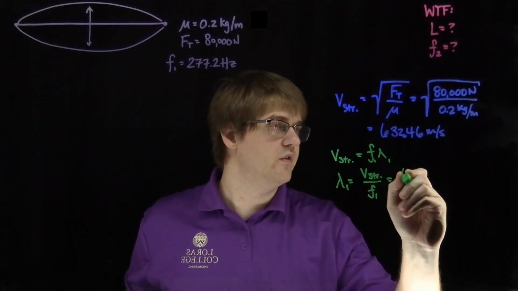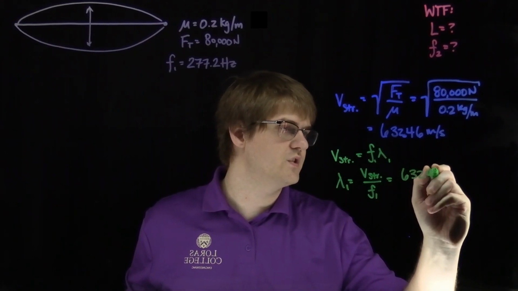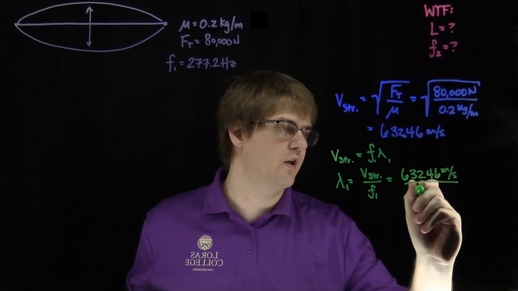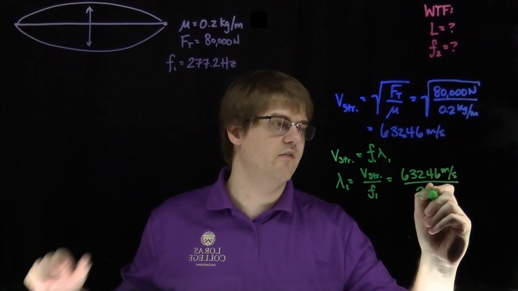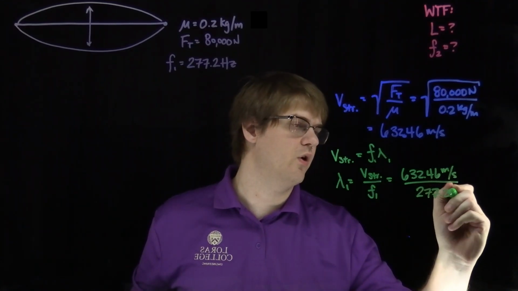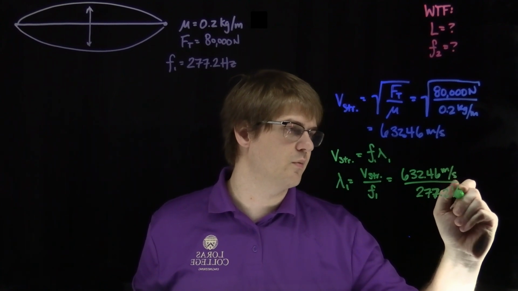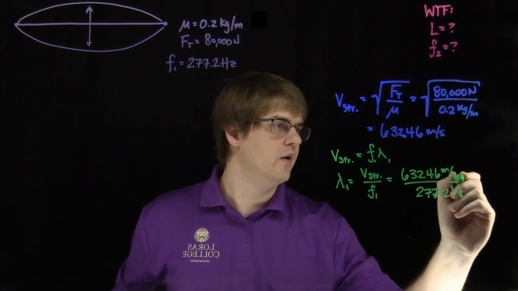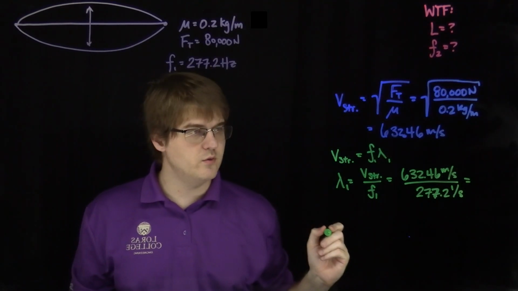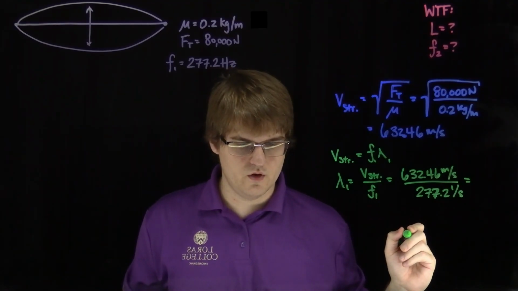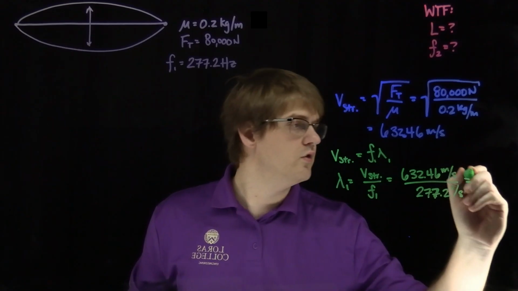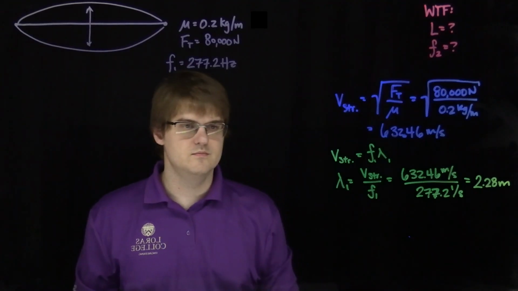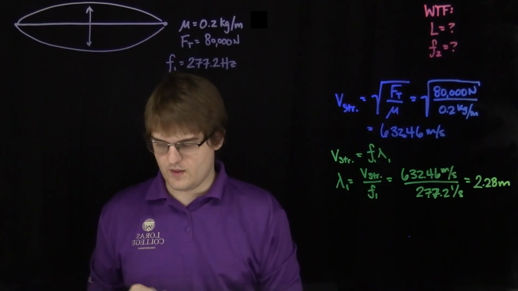which is going to be equal to 632.46 meters per second divided by our frequency, which we are given as 277.2 hertz. A hertz is a cycle per second, or 1 over seconds. We end up with units of meters, so our wavelength comes out to a value of 2.28 meters. And last step, we still do want this length.